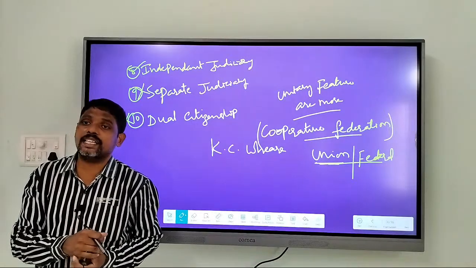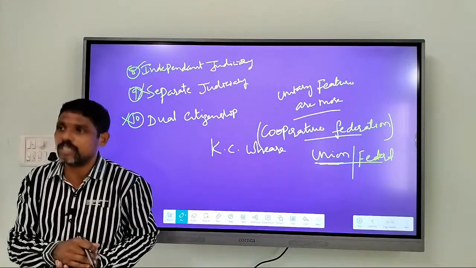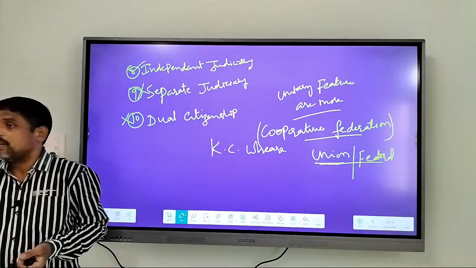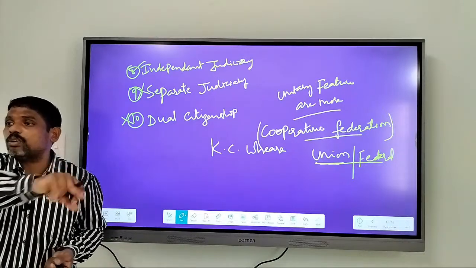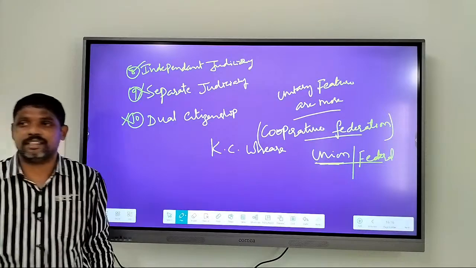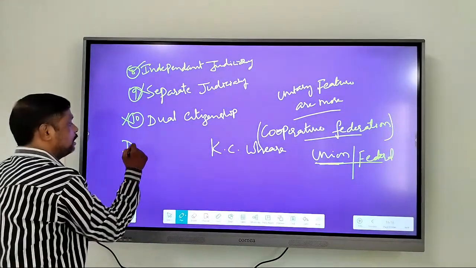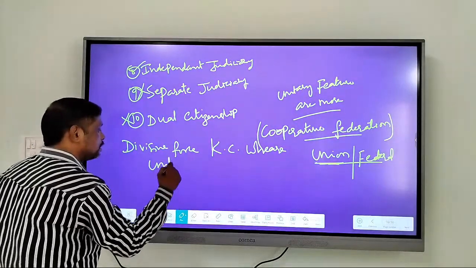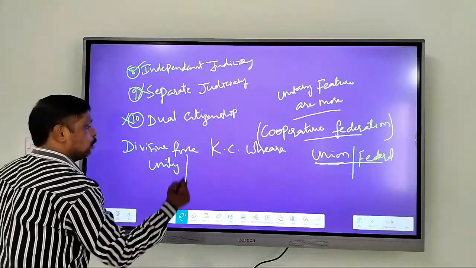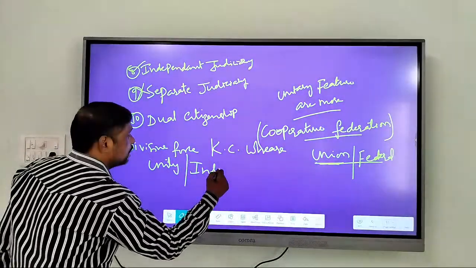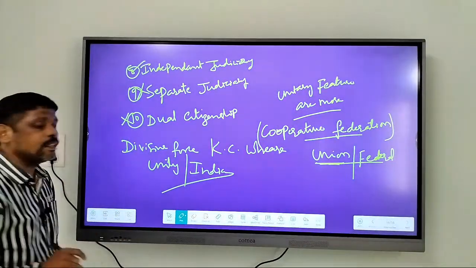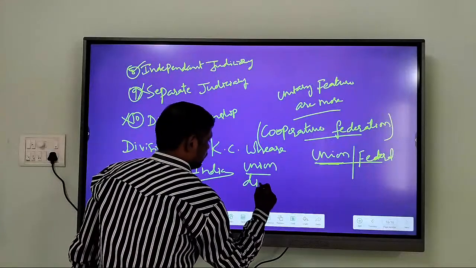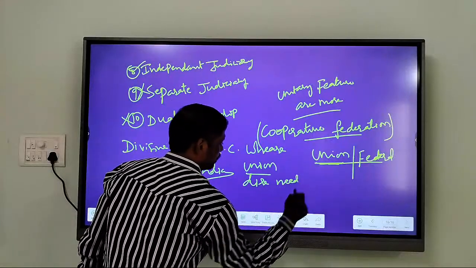All these factors prompted the framers of the Constitution to have a strong union, because without a strong union, it is not possible to control these divisive forces in India, to bring about unity and to maintain India's national integrity. At that point of time, a union was the dire need of the framers of the Constitution.